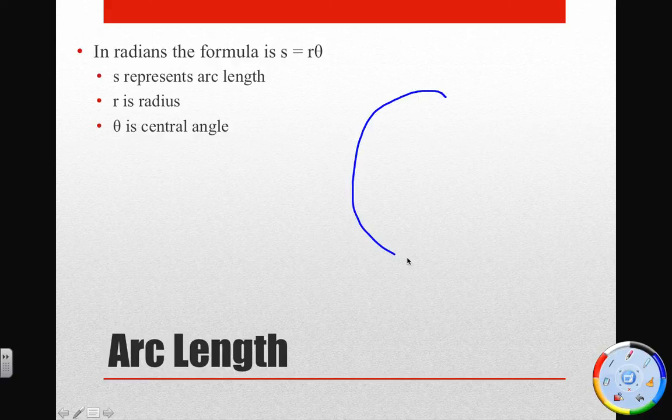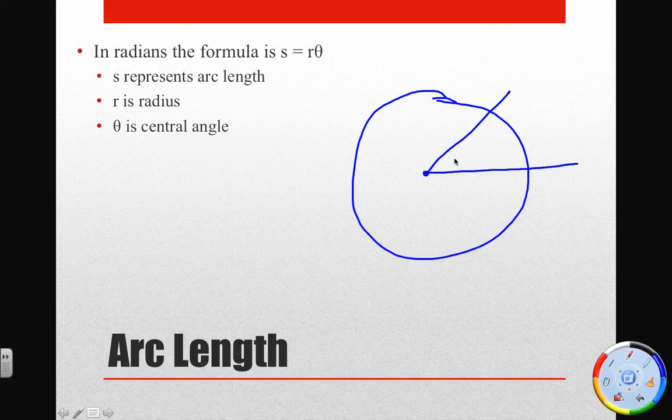So if we were to look at basically a circle, if I was to cut this with an angle, here's my theta, here's my R, and here's S. So the length of this arc is what we would be finding.